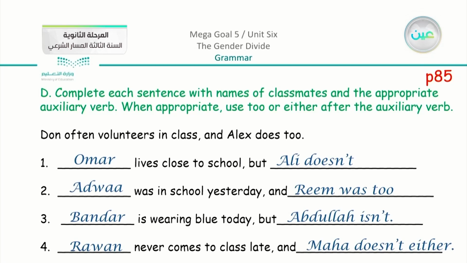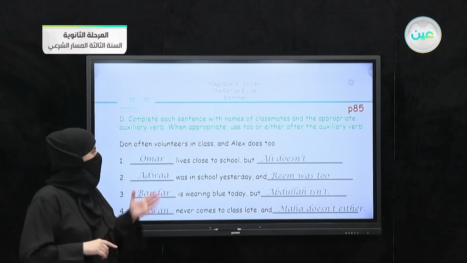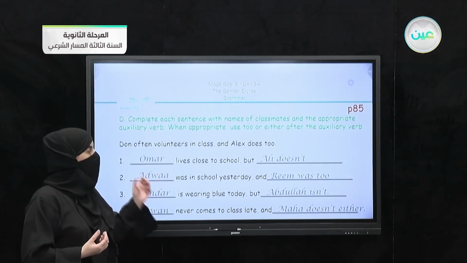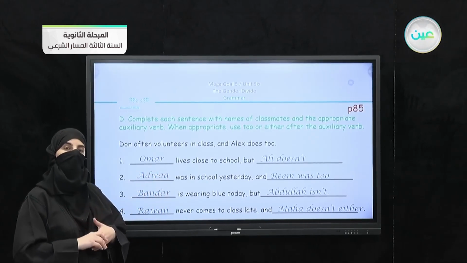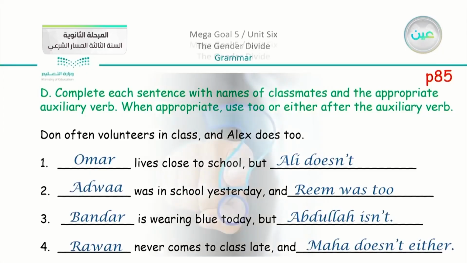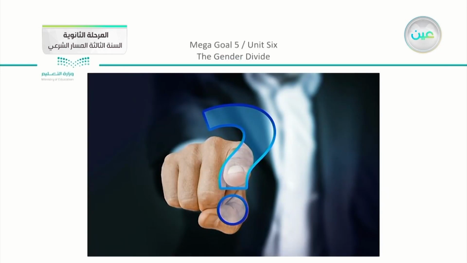Adwa was in school yesterday and Dream was too. Bandar is wearing blue today, but Abdullah isn't. Number 4, Rawan never comes to class late and Maha doesn't either. So you can see that we used doesn't, we used was, we used also isn't, and we added too or either, based on the sentence. So these are basic examples.